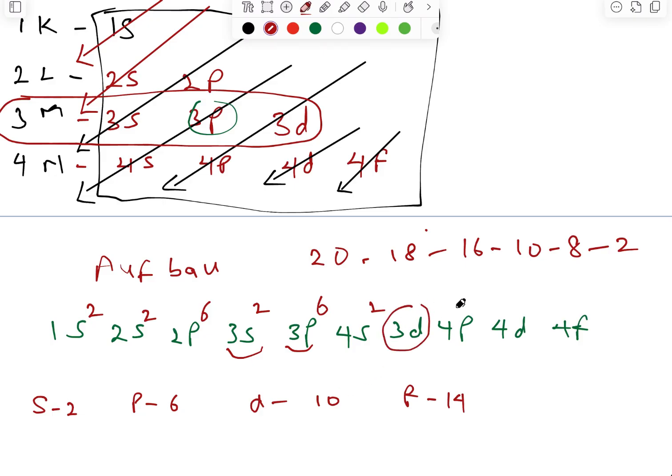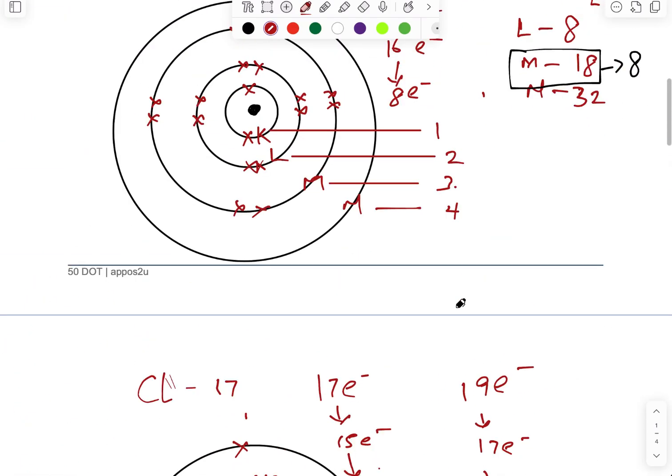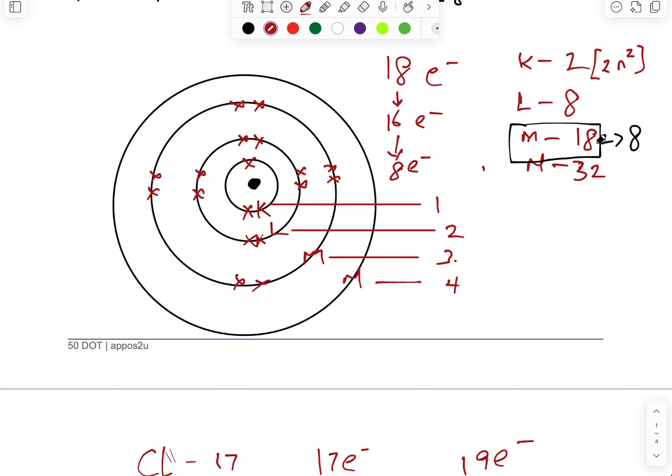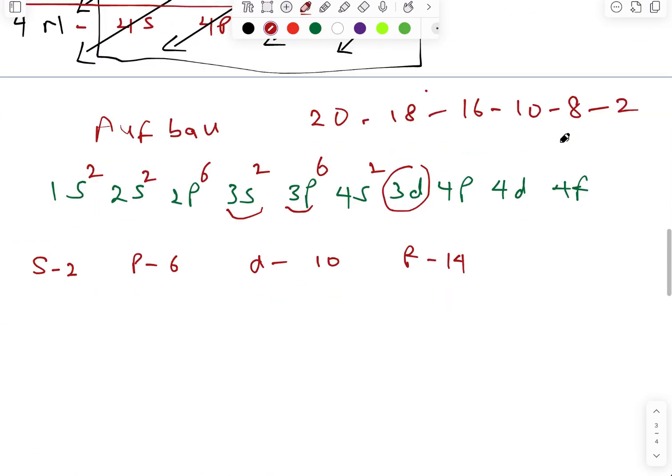And the total number of electrons that can maximally fill the M shell is 18. Why are they 18? They are 18 because 3s can hold 2, 3p can hold 6 maximally, and 3d can hold 10 maximally. So 2 plus 6 plus 10, that's going to be 18. So the M shell, which has this coefficient of 3, can hold 18 electrons maximally.